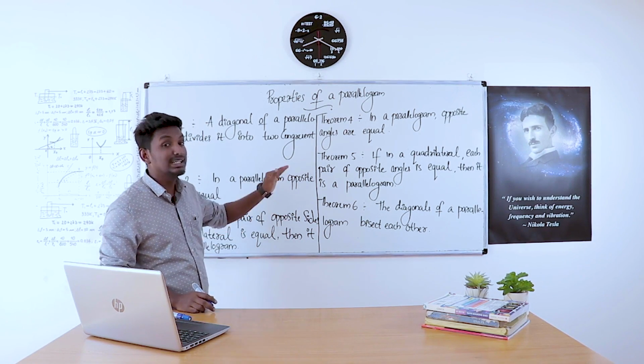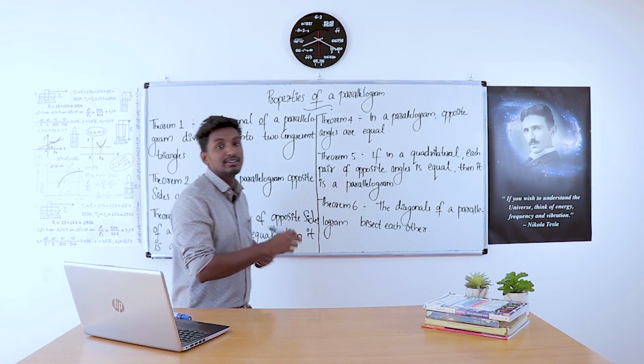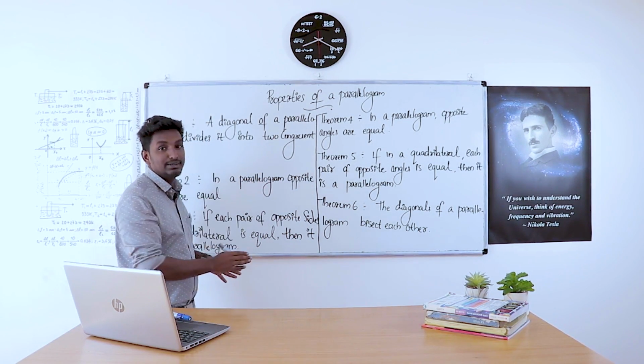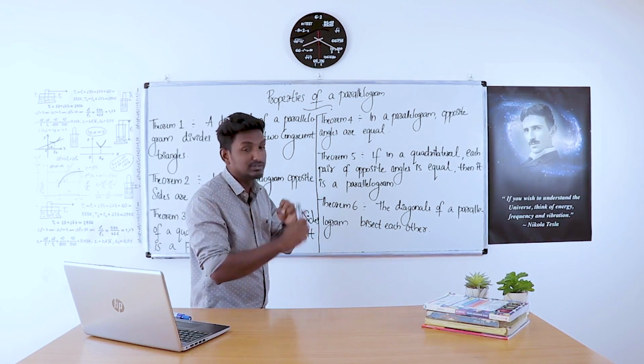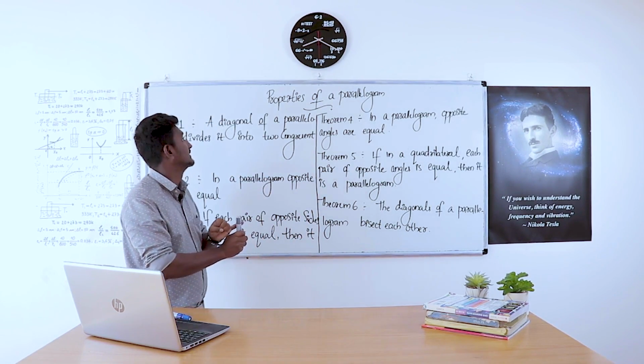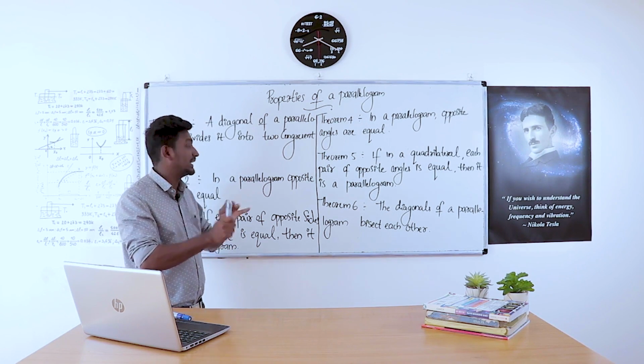Each property is stated as a theorem here. Now these are the 7 theorems. We can explain the properties one by one. The first one is: a diagonal of a parallelogram bisects it into two congruent triangles.